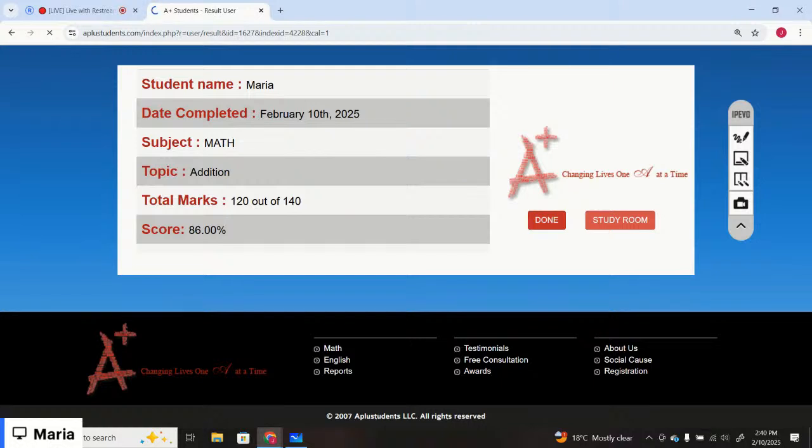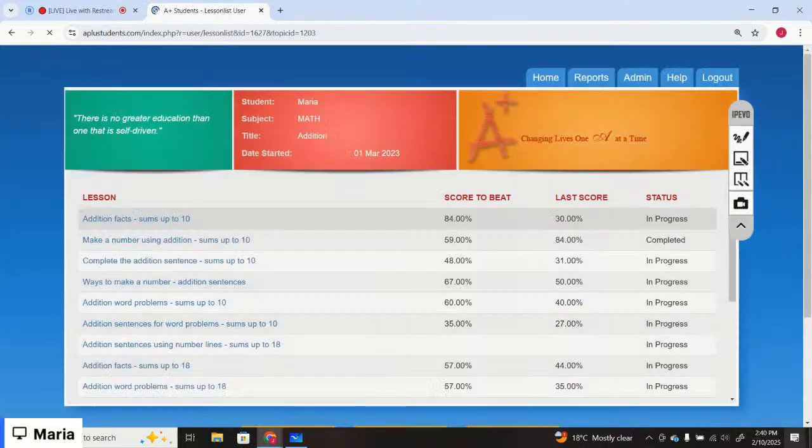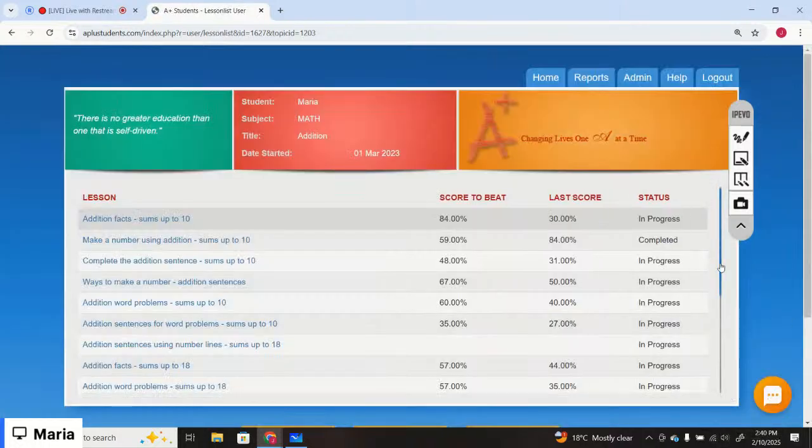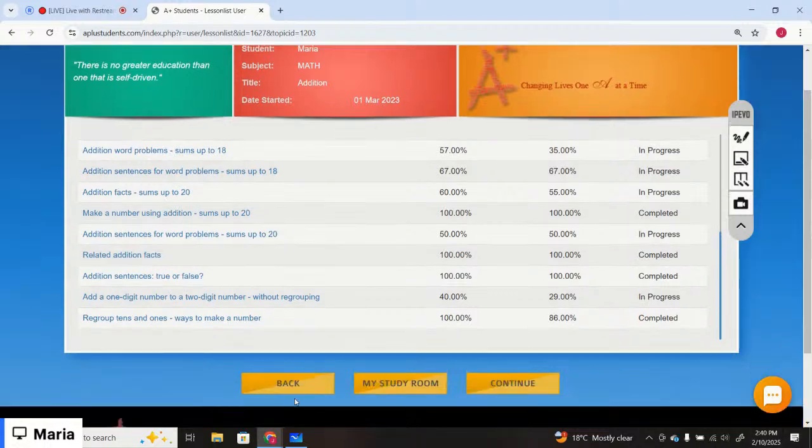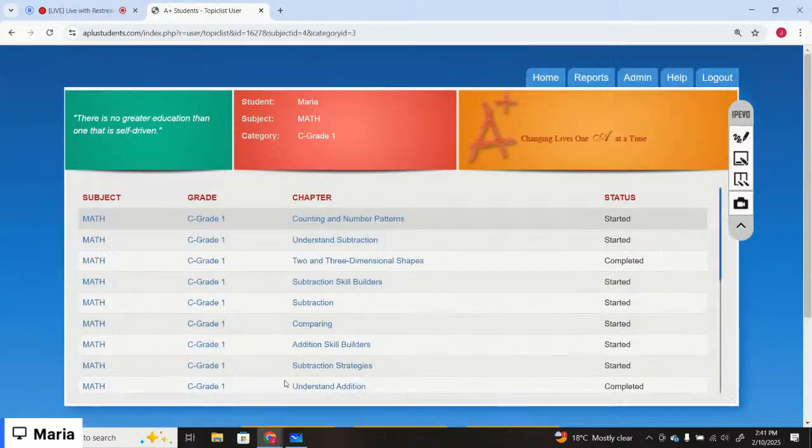So we were working on grade 1 math. The chapter we were working on is addition. The lessons we have covered today are related addition facts, addition sentences true or false, add a one digit number to a two digit number without regrouping, regroup tens and ones, ways to make a number. So please make sure before the next session you complete all the practice questions for the lessons we just did. That is your homework until next session.